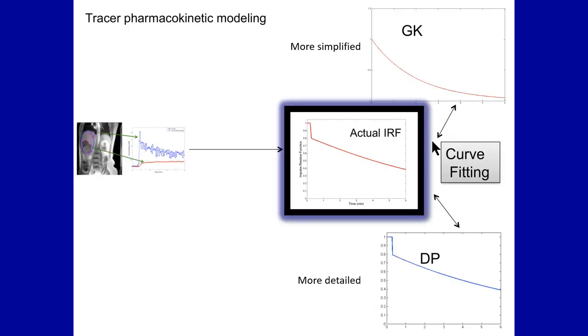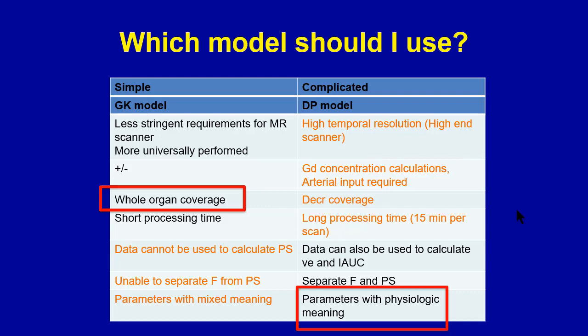As a result of the simplification, the impulse retention function is actually just a very simple exponential curve, and it doesn't reflect what we know actually happens in the capillaries. So which model then should you use? Well, it really depends on trade-offs.